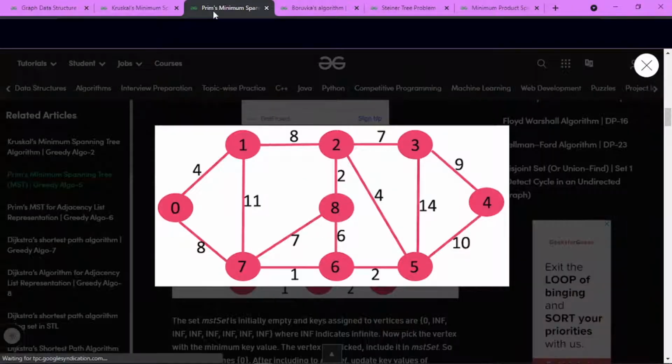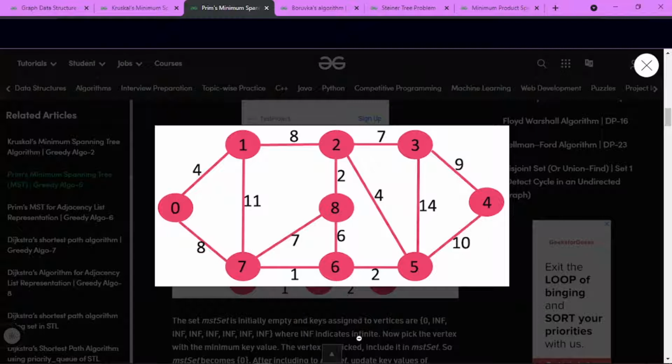Now coming to Prim's minimum spanning tree algorithm. In this, we select a vertex, and then connect the nearest edges which have minimum weight. Let's say you start from 0, then you connect to 1 through the edge having weight 4, then from 1 to 2 which has weight 8, then we connect 2 to 8 through the edge of weight 2.